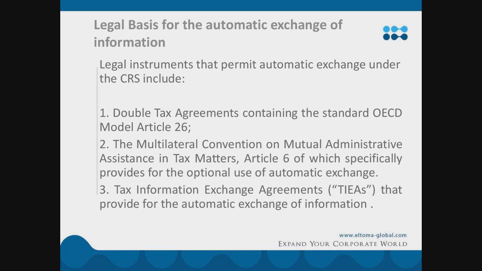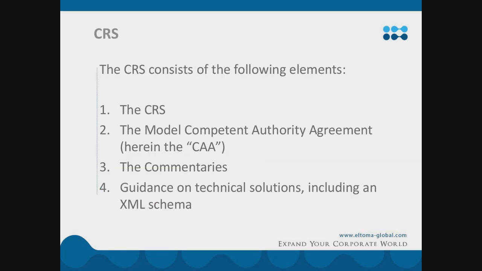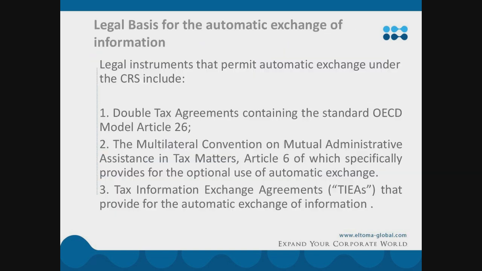But as I have already said, the easiest way for the countries is to sign the model competent authority agreement, and in this case the countries will automatically start exchanging the information with other participants of the model competent authority agreement as soon as they implement this agreement in their internal jurisdiction.